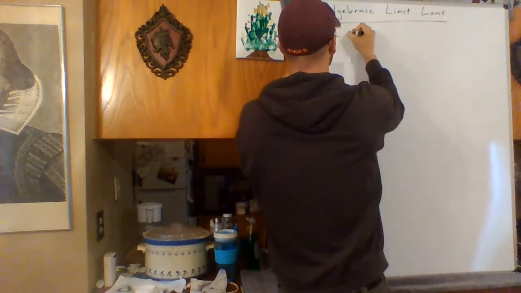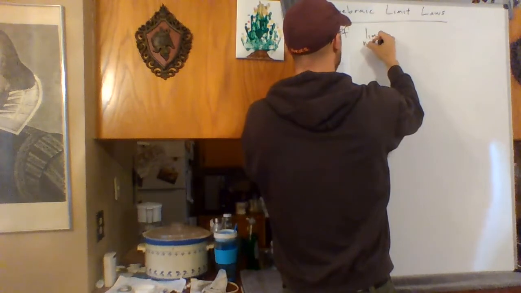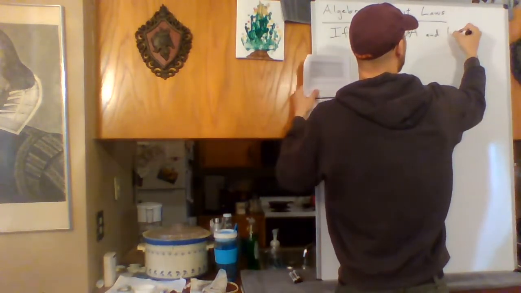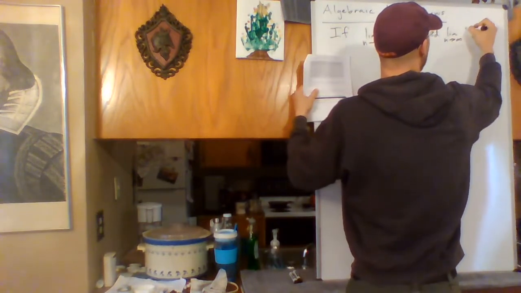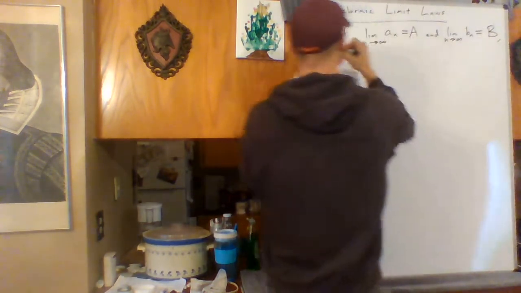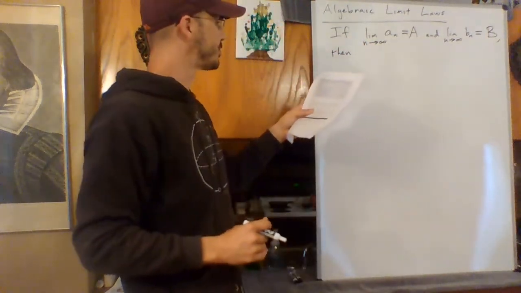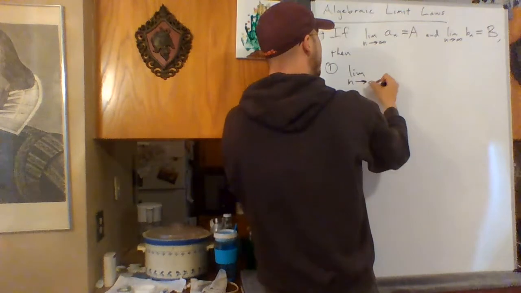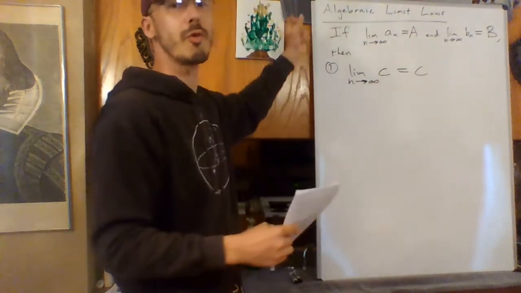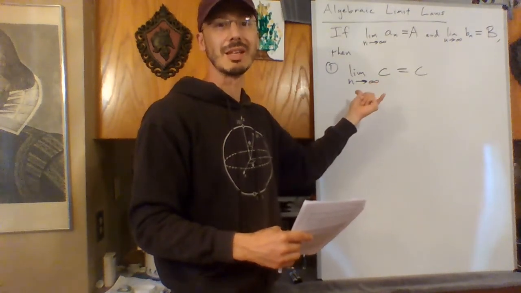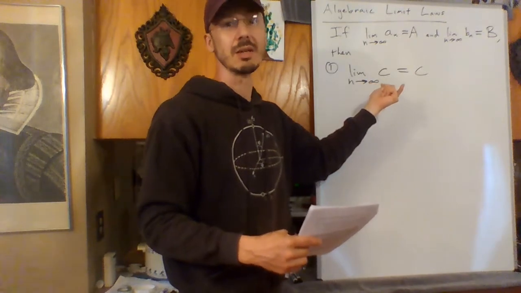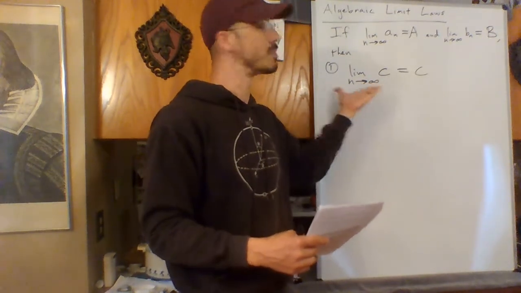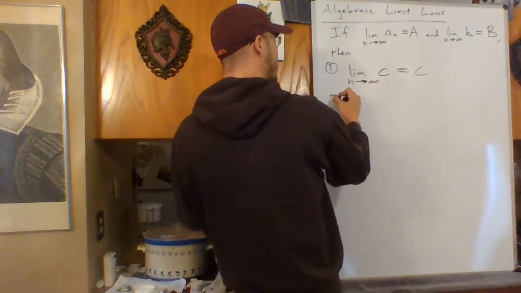So if the limit as n goes to infinity of an is equal to capital A, and the limit as n goes to infinity of bn is equal to capital B, then we get the following properties. This first one's a little bit cryptic, but it says the limit as n goes to infinity of c equals c. Well, c is just some constant value, and the limit as n goes to infinity of c doesn't change, it's always c. So that's my sequence a1 equals c, a2 equals c, a3 equals c, a constant sequence, much like a constant function.